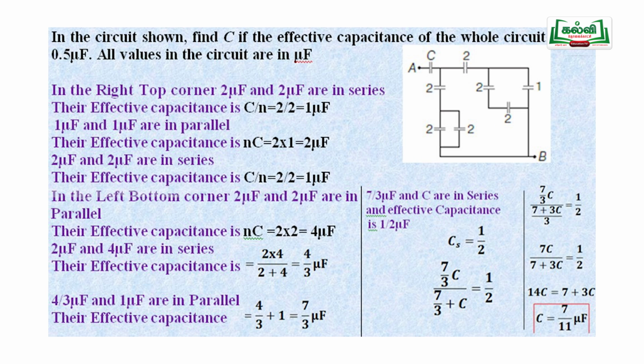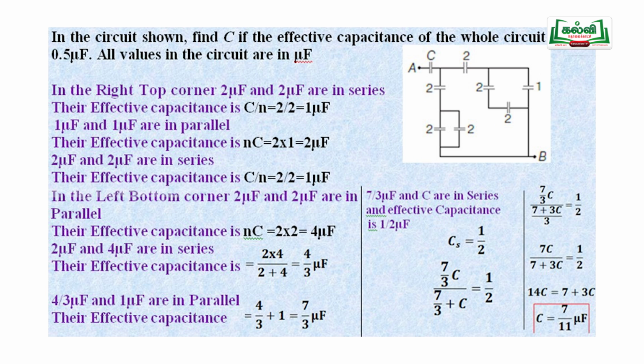So, what is effective capacitance? Cp is equal to N into C, number of capacitors 2 into 1 which is nothing but 2. Look at these two are in parallel, 2 and 2, equal capacitance. So, what is the effective capacitance? Parallel, Cp is equal to N into C, 2 into 2 is nothing but 4, in place of these two I have 4. Now, look at these two, 2 and 4 they are in series.